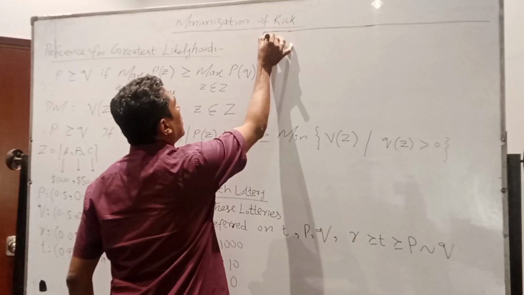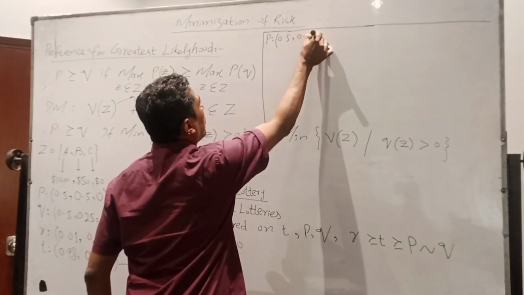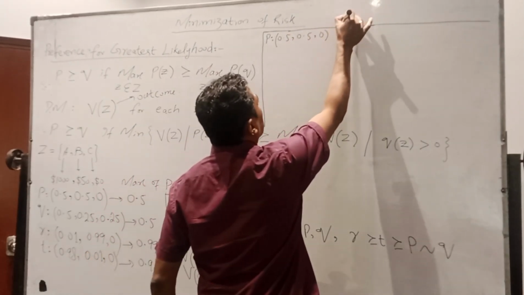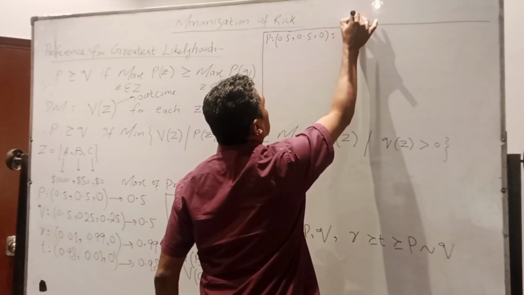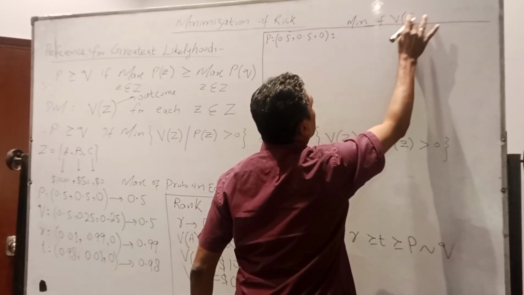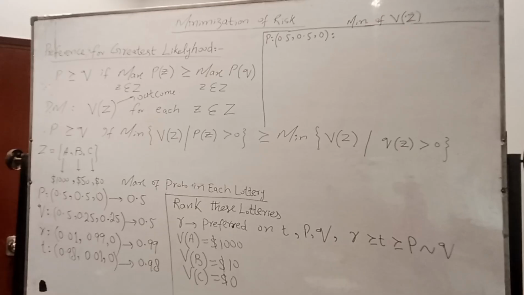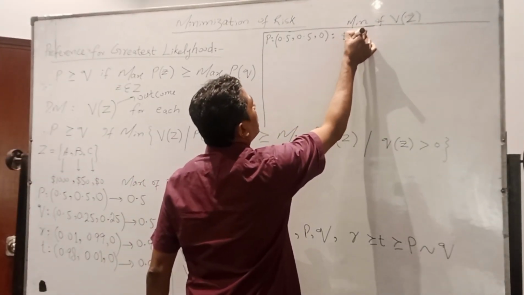So again, in case of lottery P, 0.5, 0.5 and 0. Now compare the min of V. In case of P, when you have a lottery P, the min of V is what? The $50. The min of V is $50. Am I right? So I will write here $50.